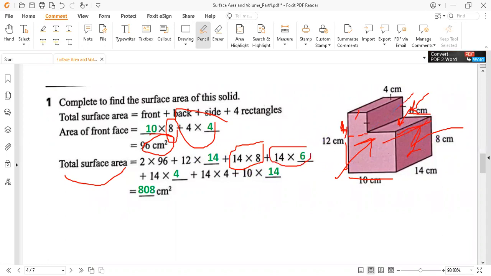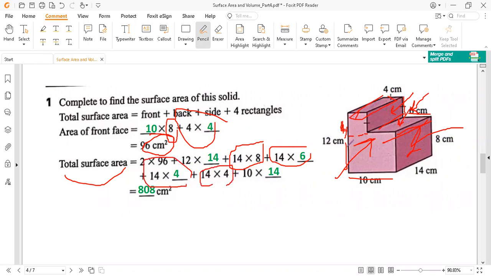Also we have this one, with length 14 and breadth 4, so it is 14 by 8. On top we have 14 by 4 and another 14 by 4, so we have 14 by 4 two times.